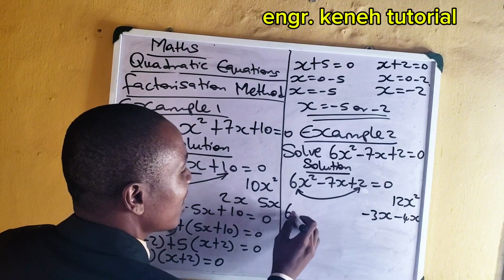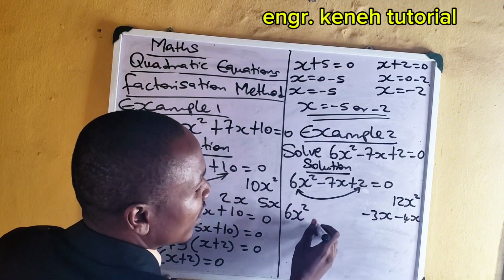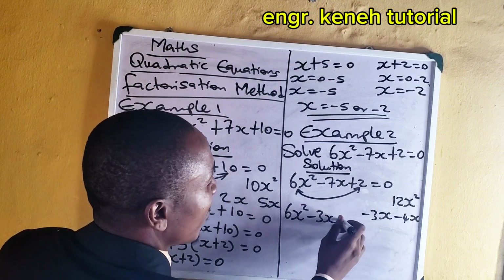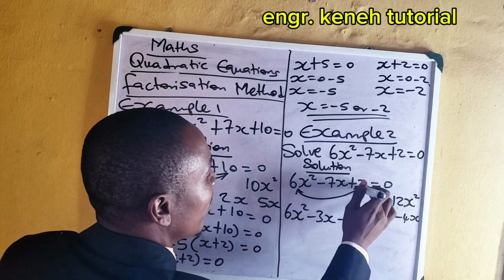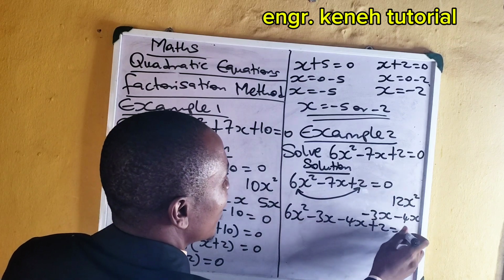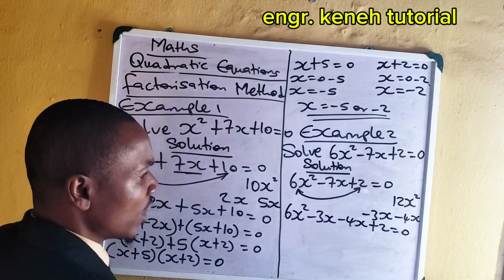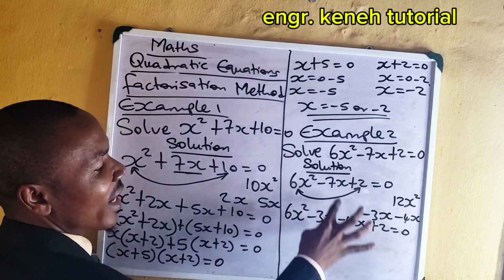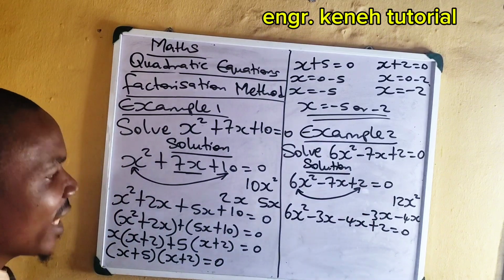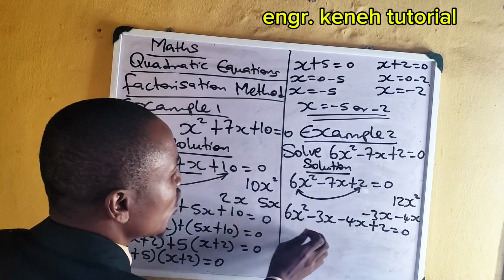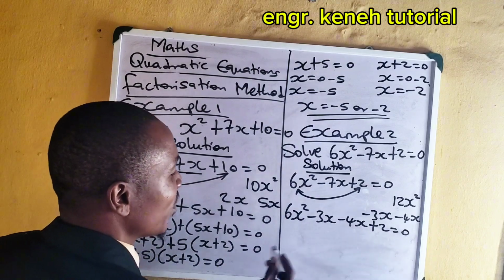So you now have this. You have 6x raised to the power 2, then you have minus 3x minus what? 4x. Then you have plus this constant you have here. Everything will give us 0. So minus 3x minus 4x will give us minus 7x. You have not done anything wrong. All right. The first two you put in a bracket. The second two you put in a bracket.